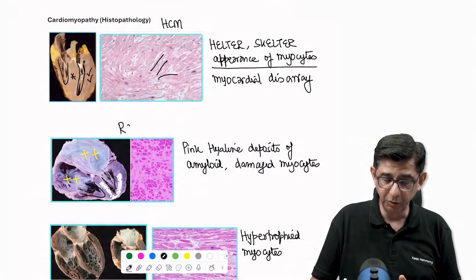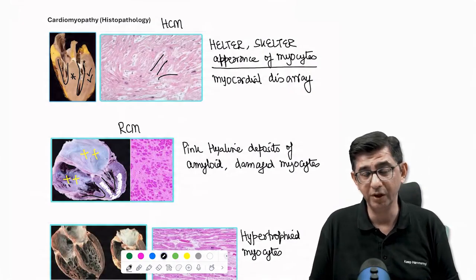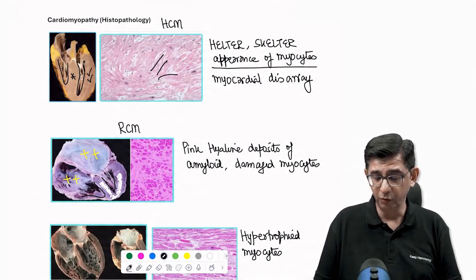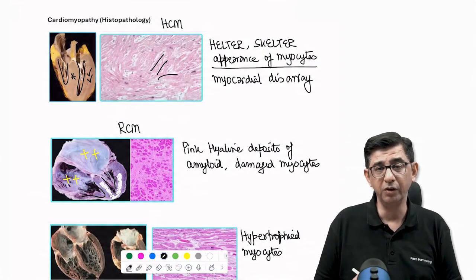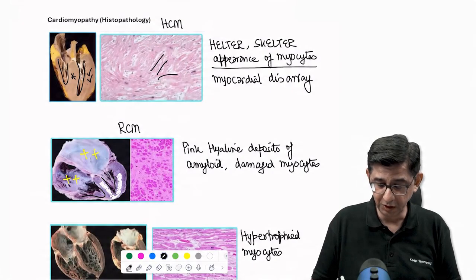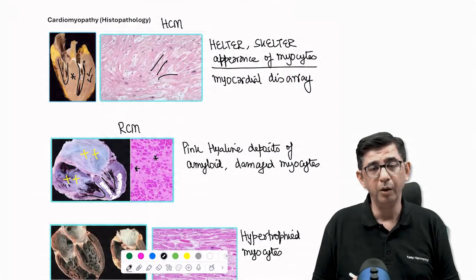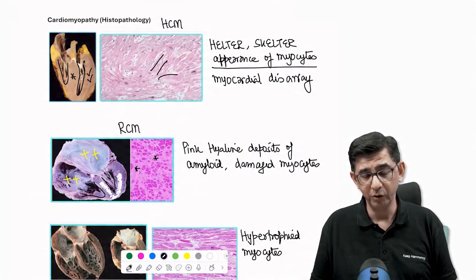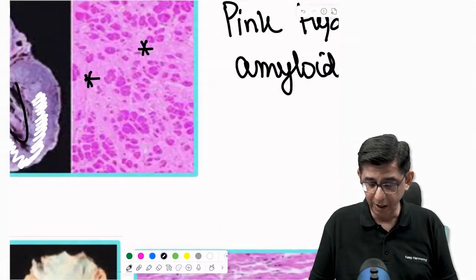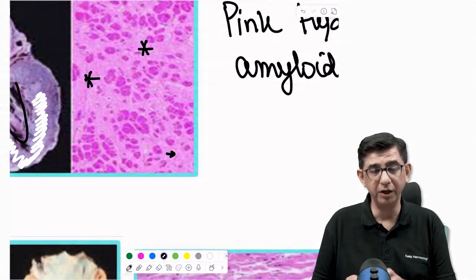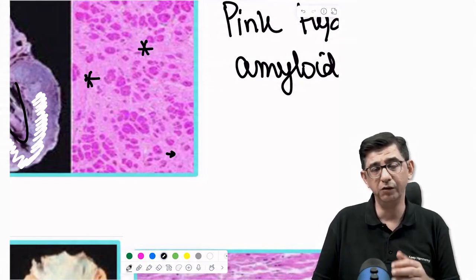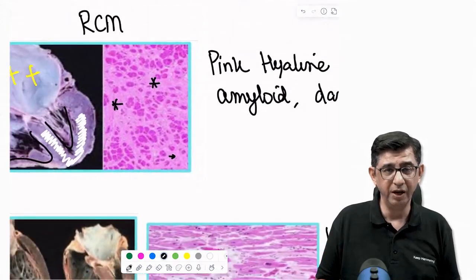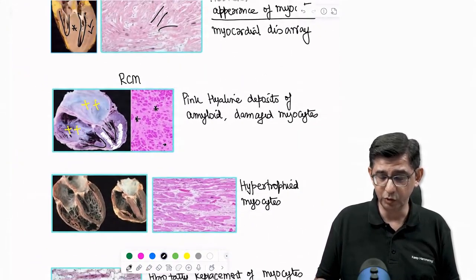So this time I'm talking about the rarest type of cardiomyopathy that's called restrictive cardiomyopathy. One of the leading causes of the rarest type of cardiomyopathy is amyloidosis. So these areas where I'm putting the star mark is where the pink hyaline deposits of amyloid are present. And plus, if you check out the myocytes, some of them are totally damaged or destroyed, or are relatively narrower in caliber, and some are relatively bigger. So there's a gross asymmetry as far as the size of the myocytes is also present.